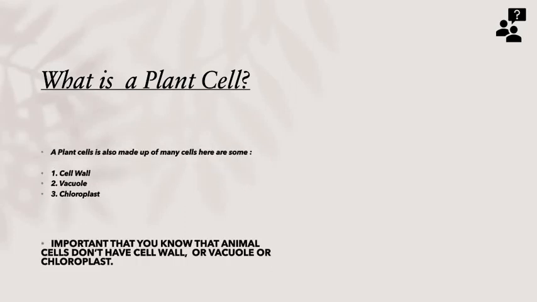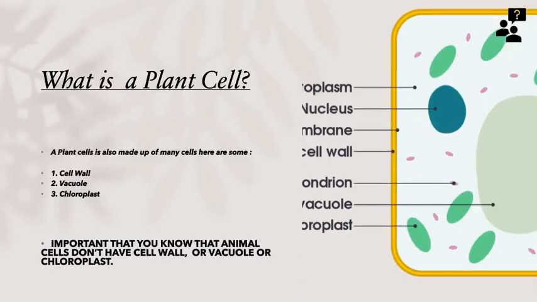It's important that you know that animal cells don't have cell wall or vacuole or chloroplast. Don't get chloroplast and cytoplasm mixed up. So chloroplast, vacuole, and cell wall are not found in animal cell, but cytoplasm, nucleus, cell membrane are also found in plant cell as well. And over here, see cytoplasm, nucleus, cell membrane, cell wall. Just remember, cell membrane and cell wall are not the same thing.